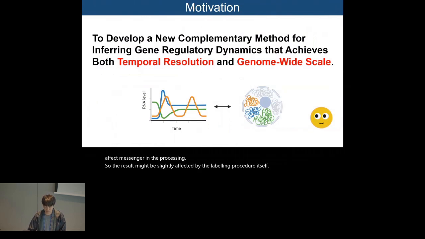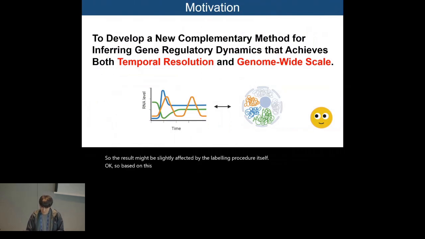Okay, so based on this background, our motivation in this study is to develop a new complementary method for inferring gene regulatory dynamics that achieves both temporal resolution and genome scale.